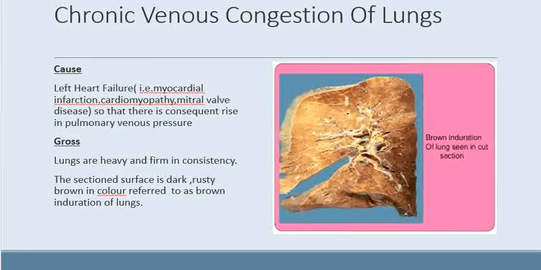Now let's discuss the chronic venous congestion of lungs. What is the cause? Left heart failure, that is myocardial infarction, cardiomyopathy, mitral valve disease, so that there is consequent rise in pulmonary venous pressure. Grossly, the lungs are heavy and firm in consistency. The section surface is dark, rusty brown in color, referred to as brown induration of lungs.